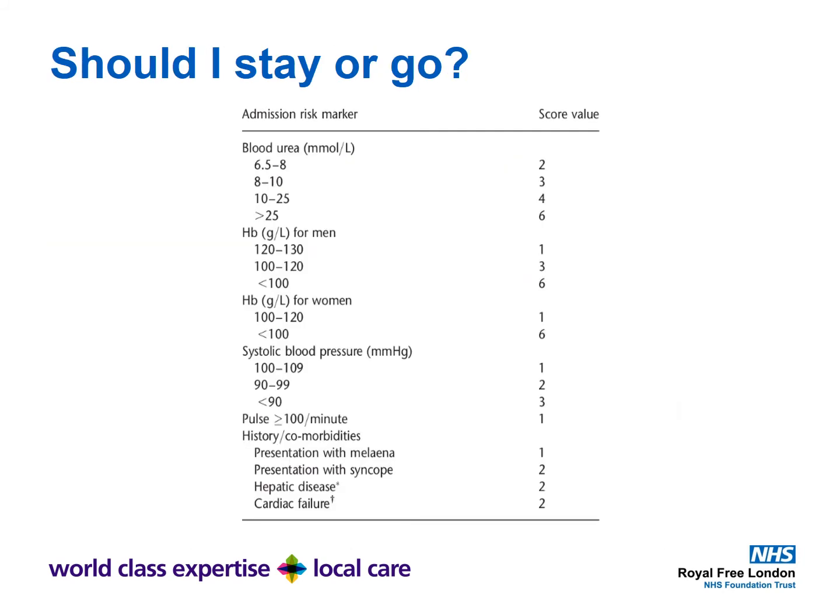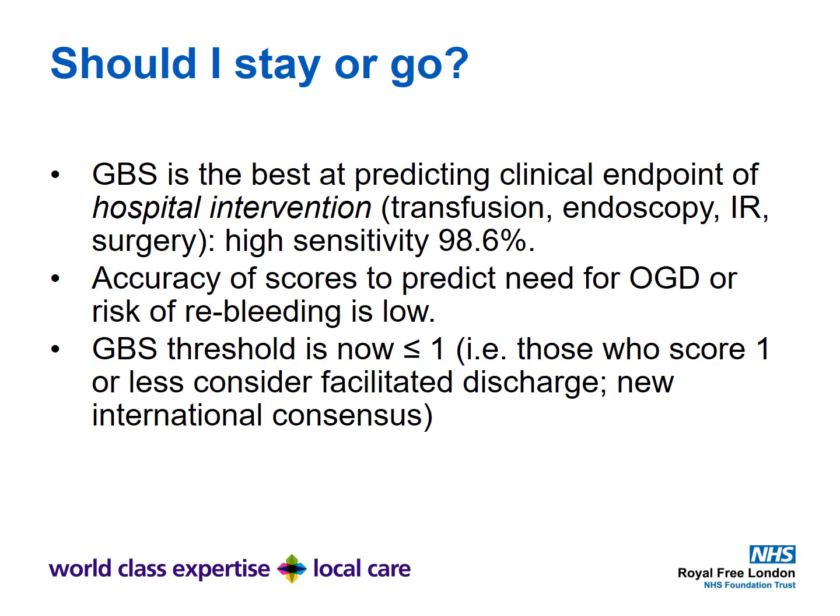This is the Glasgow Blatchford score. This is a tool for utility in the emergency room and the acute medicine department. You can see that it's fairly self-explanatory. You tot up the score, and if the score is 1 or less, then the patient potentially can go home. Anything with a score of 2 and above will need admitting for endoscopy.